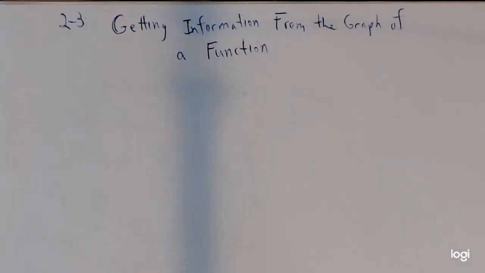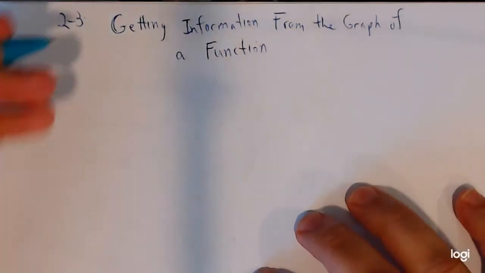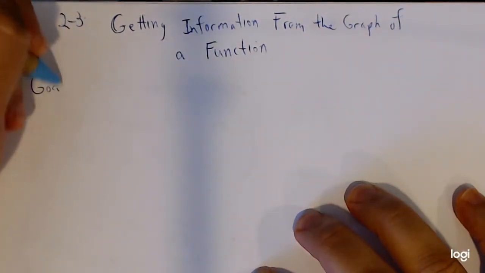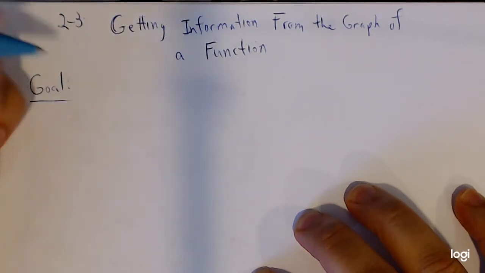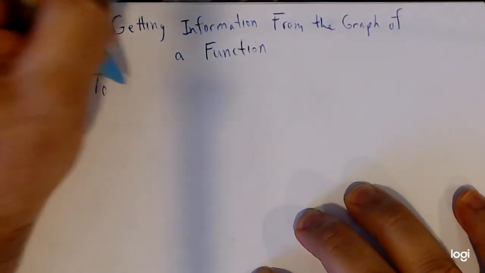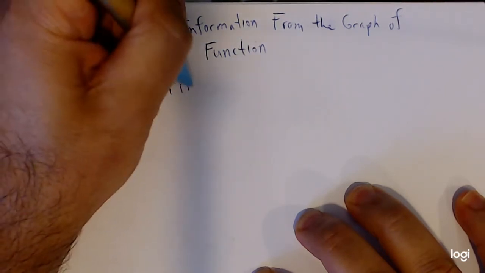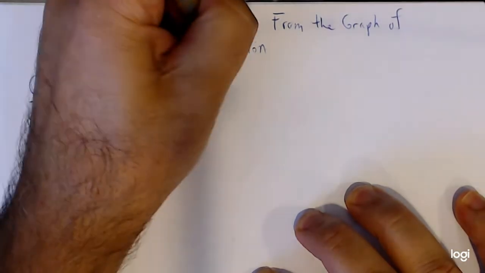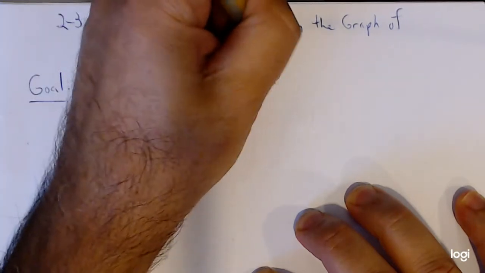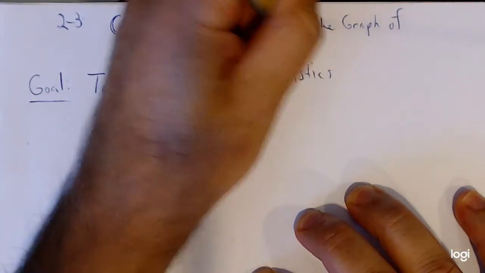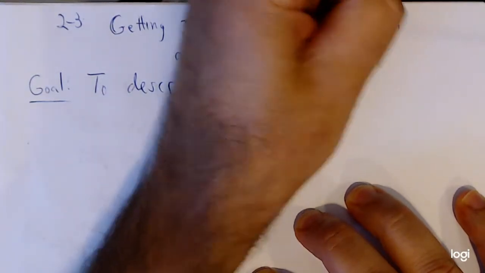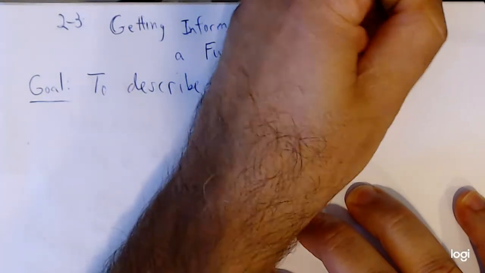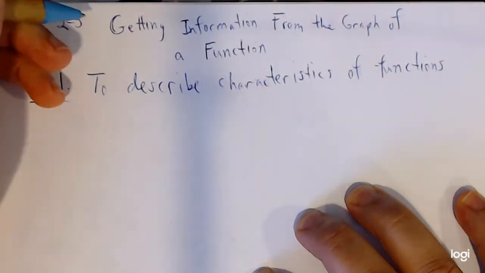Okay, so what we're going to do now is talk about how we can identify certain aspects of a function by looking at its graph. This section is mainly going to be visual. It's going to deal with a lot of graphing. Now, obviously, there will be some algebra involved as well. So the goal here is to describe characteristics of functions through their graphs.